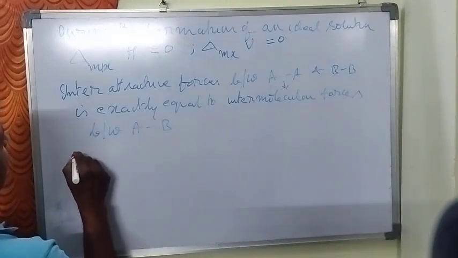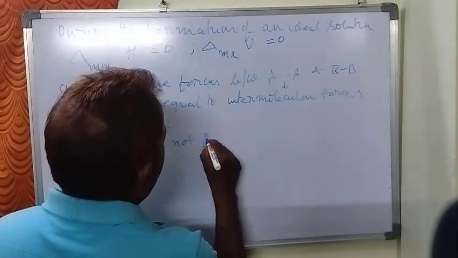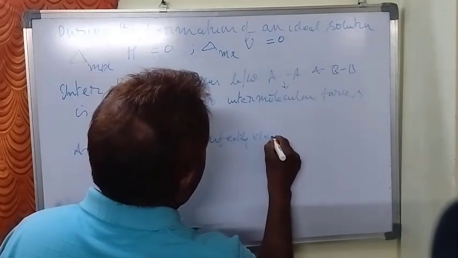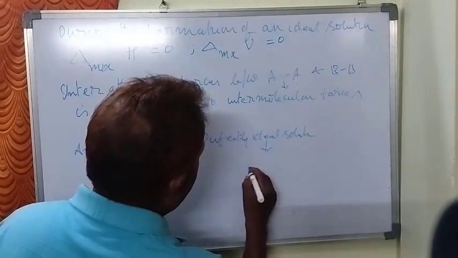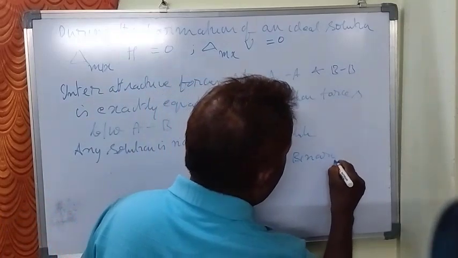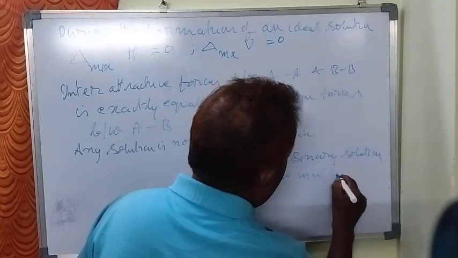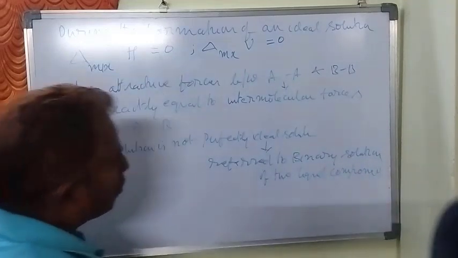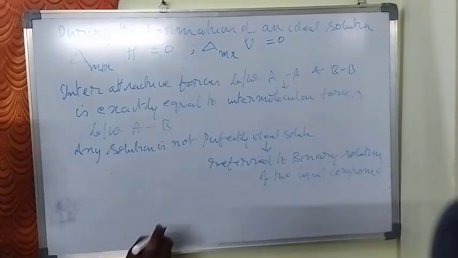But strictly speaking, no solution is perfectly ideal. This ideal solution refers to binary solutions of two liquid components. As we discussed just now, no solution is perfectly ideal, but a few solutions behave almost like ideal solutions.